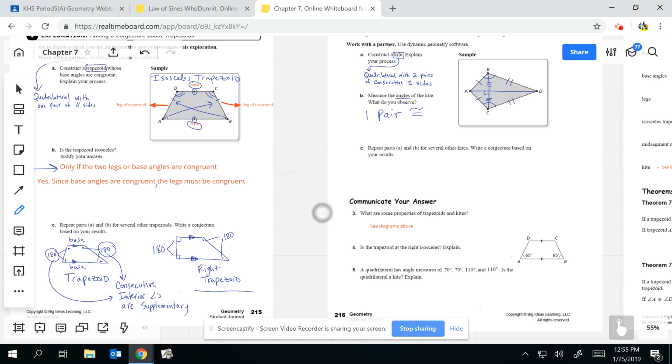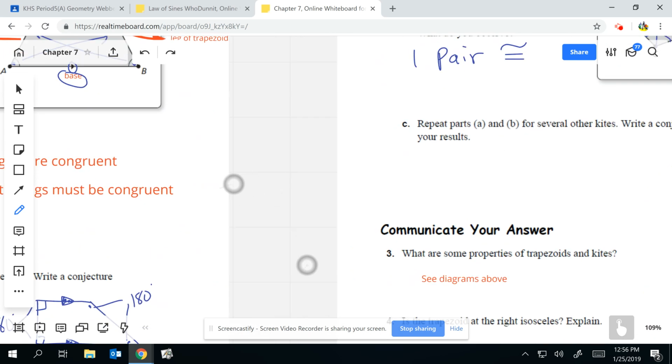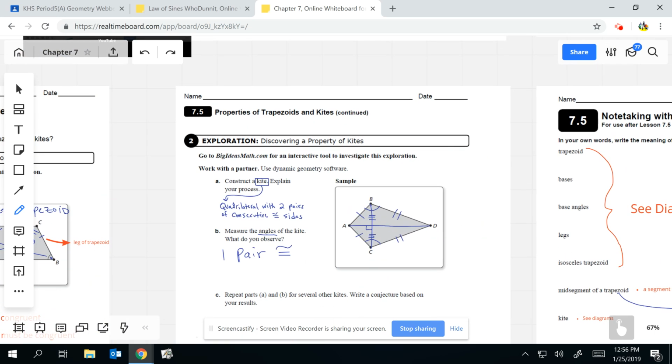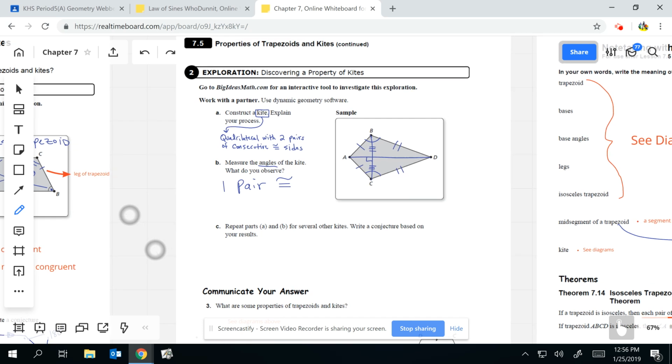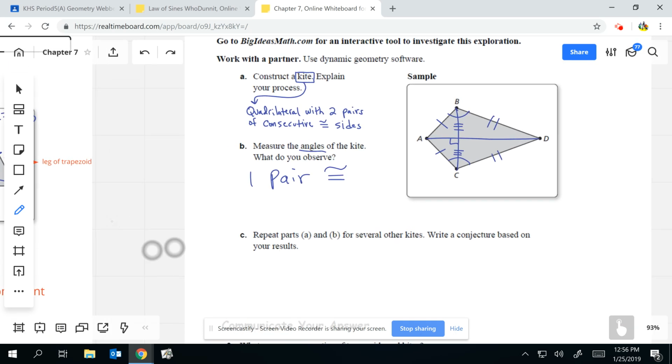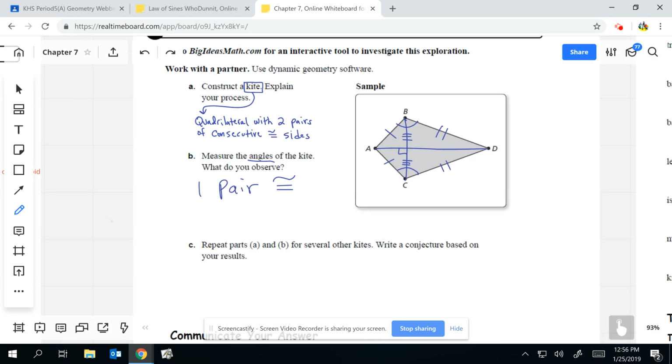But let's see what an exact definition of a kite is. What is the exact definition for a kite? It says it's a quadrilateral. Okay, so yes, we know that because it's got four sides. And it's got two pairs of consecutive congruent sides. See if you can think about what that really means. Two pairs, so you've got a pair on one side and a pair on the other. Two pairs that are next to each other, consecutive, that are equal.